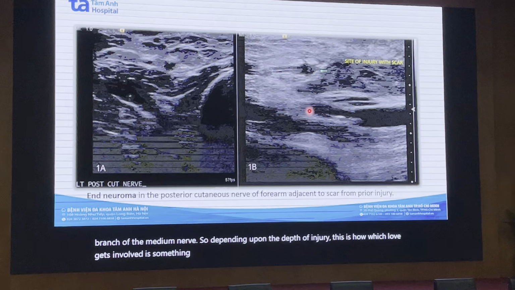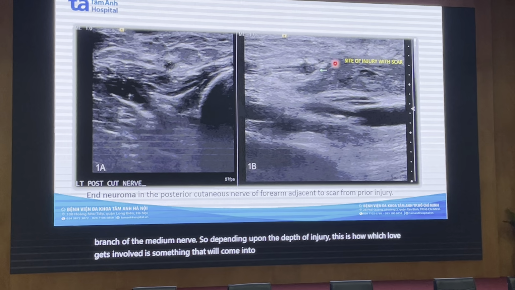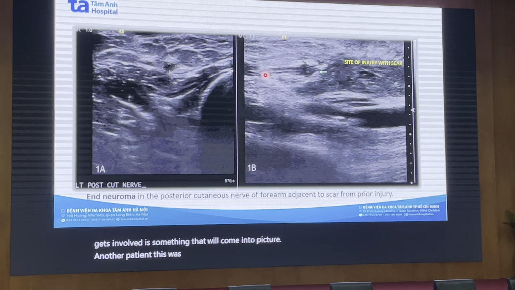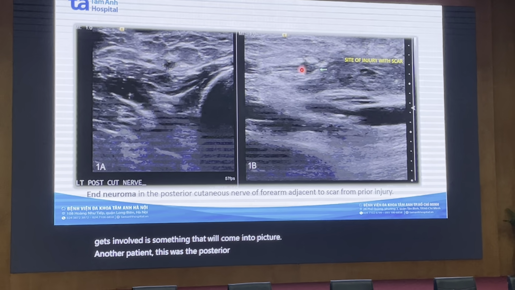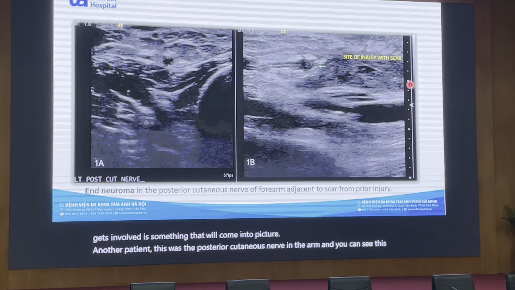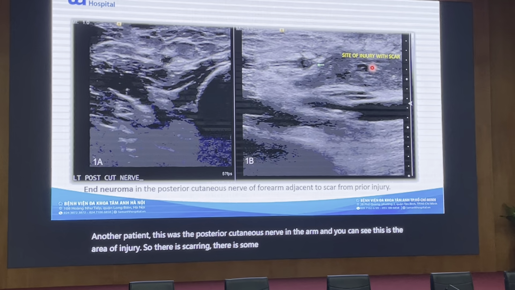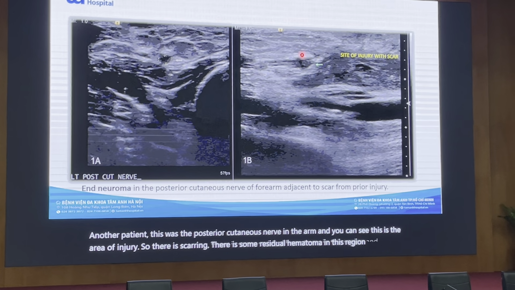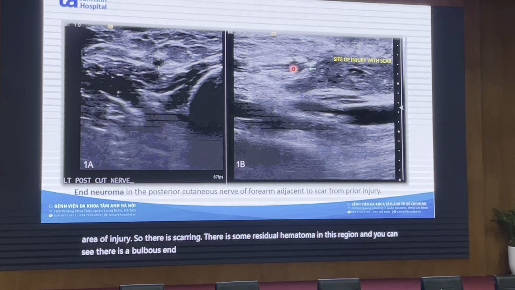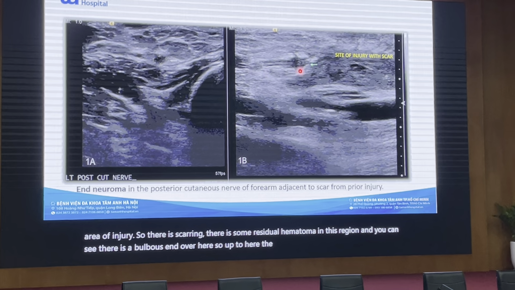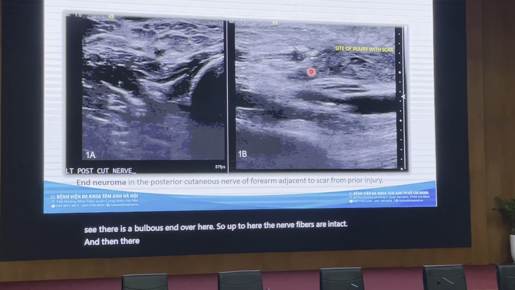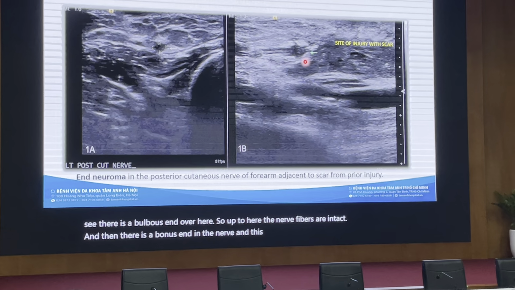So depending upon the depth of injury, which nerve gets involved is something that will come into the picture. Another patient, this was the posterior cutaneous nerve in the arm, and you can see this is the area of injury. So there is scarring, there is some residual hematoma in this region, and you can see there is a bulbous end over here. So up to here the nerve fibers are intact, and then there is a bulbous end in the nerve, and this is the end neuroma.